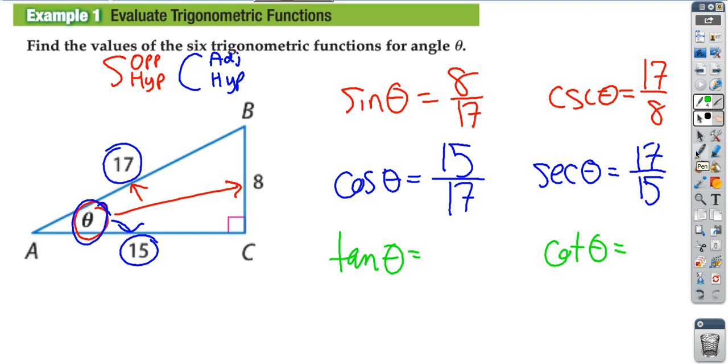Okay, the last one would be tangent, which is opposite over adjacent. Sorry, adjacent is right there, 15. So 8 over 15 would be opposite over adjacent, and cotangent is the reciprocal of that, that's 15 over 8. So we just found all 6 trig functions.